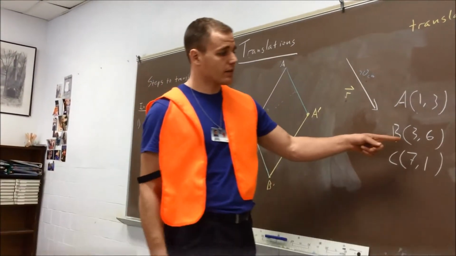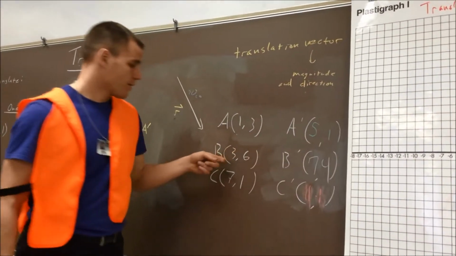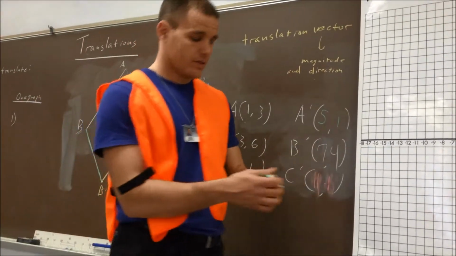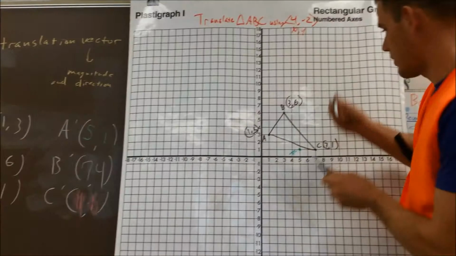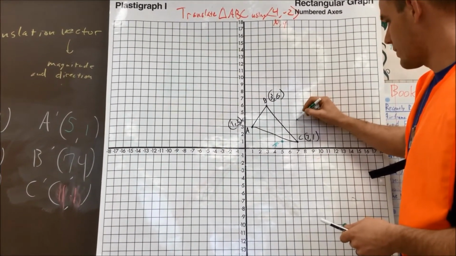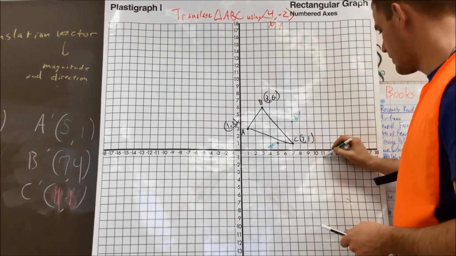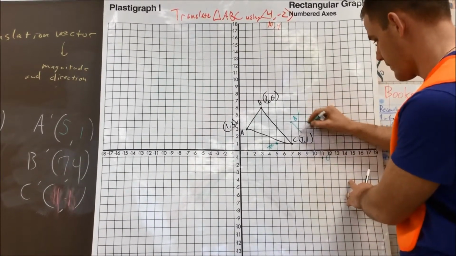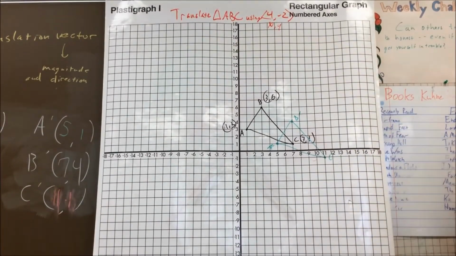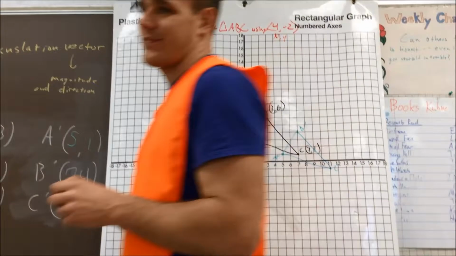So all we have to do here is add 4, subtract 2. You add 4 to this, you get 7. Subtract 2 from the y, you get 4. So 1, 2, 3, 4. 1, 2. There's B prime. 1, 2, 3, 4. 1, 2. There's C prime. Are those triangles going to be the same? Yes, they are. It's a congruence transformation.